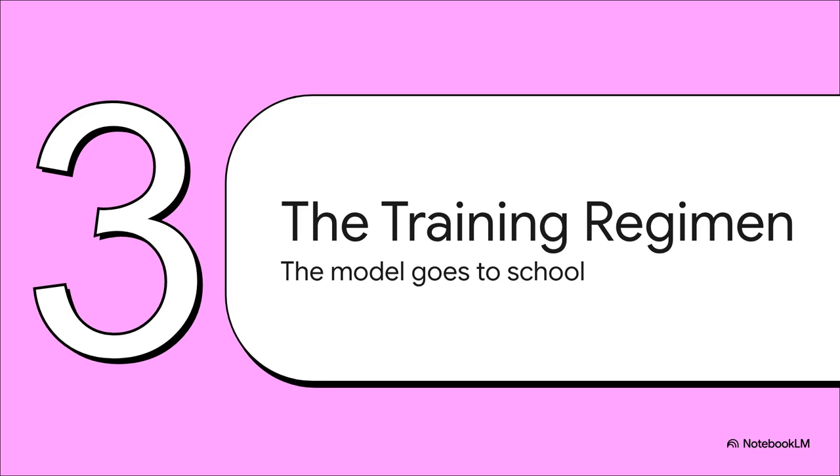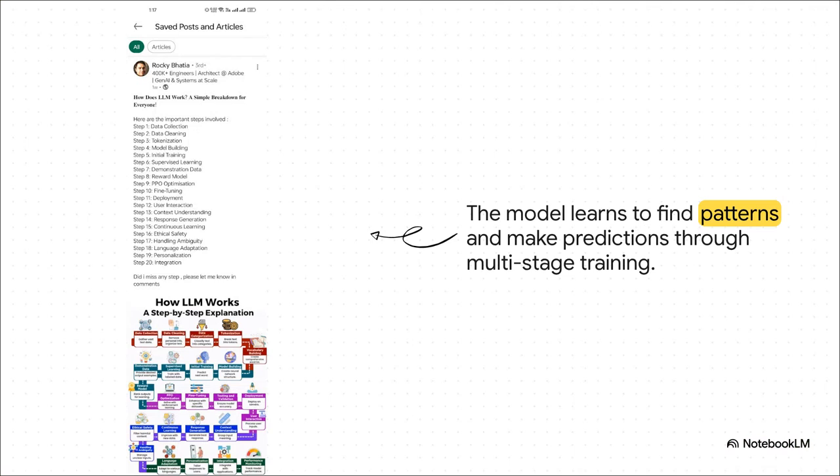Okay, so our ingredients are chopped. Now it's time to actually start cooking. Let's move on to the training regimen. This is where the model basically goes to school, college, and gets its PhD, all rolled into one. Now, during training, the model isn't just memorizing stuff. No, it's learning this incredibly complex web of connections between all those tokens.